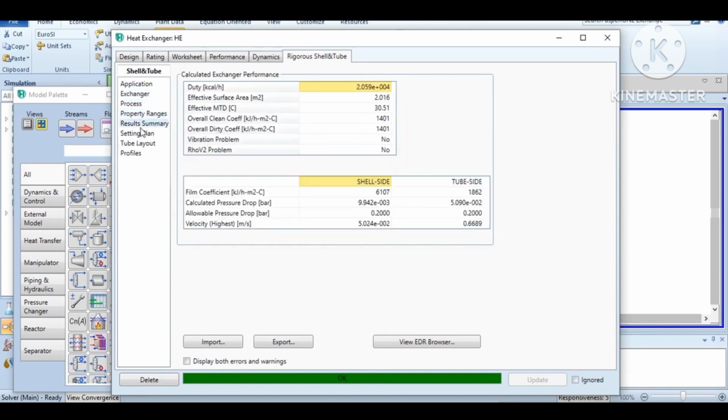In result summary, as you see, duty, effective surface area, overall clean coefficient. This must be looked into. The vibration problem and the row V2 problems must be checked before completing your simulation. If these are no, it means that there are no such problems in your design and your design is okay. Similarly, the film coefficient, calculated pressure drop, allowable pressure drop, and velocity. As you see, you had specified the pressure drop as 0.2 bar, but the calculated pressure drop is very small, which has been calculated by Aspen.